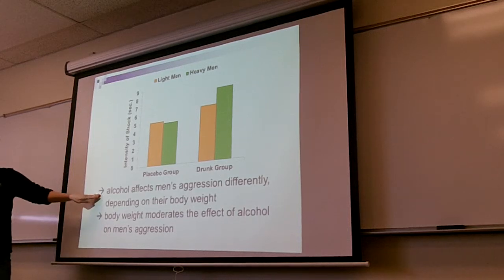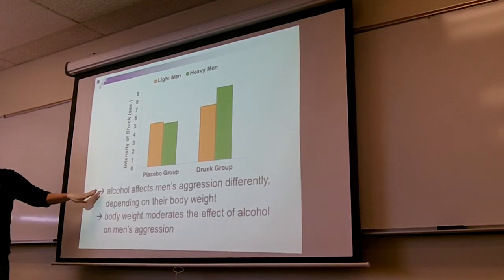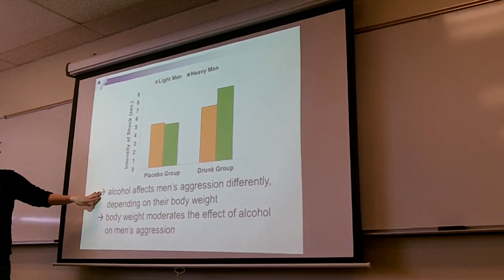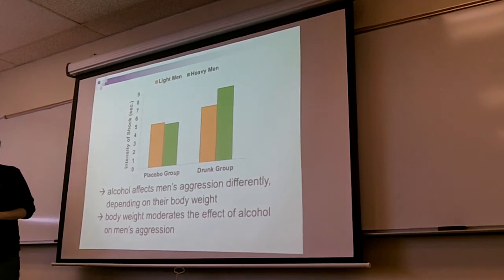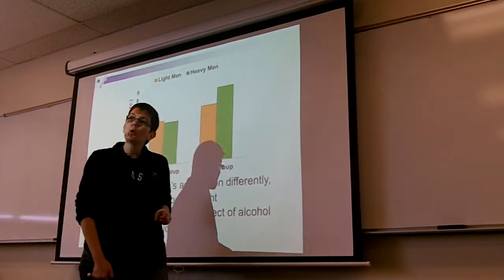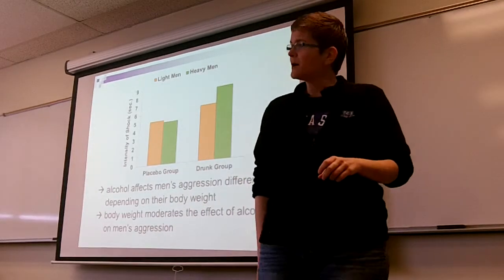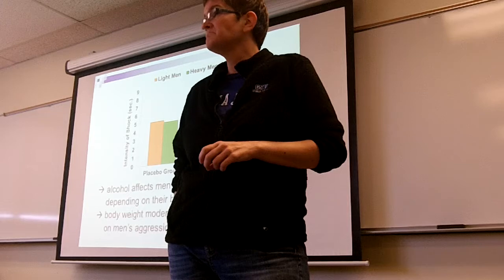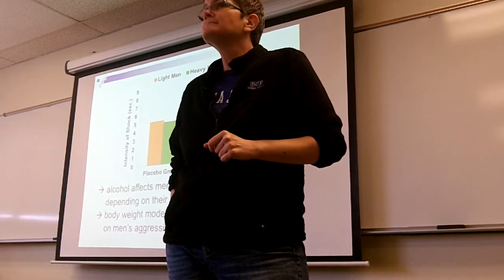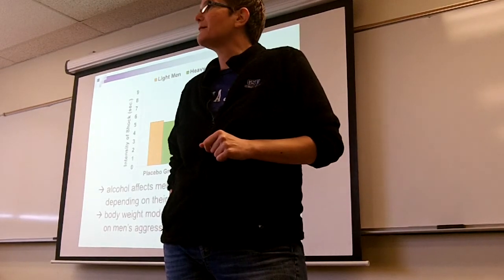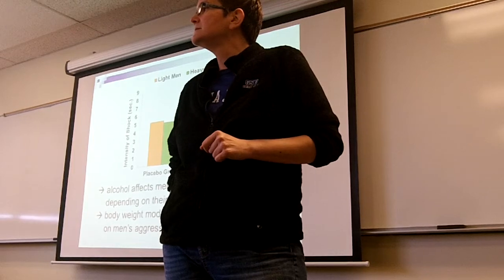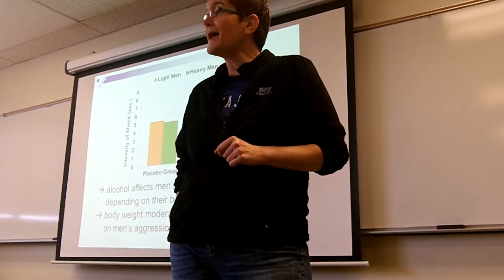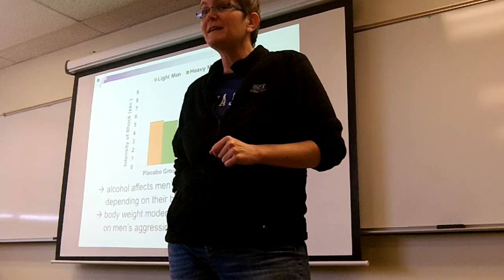Okay? So that suggests that alcohol affects men's aggression differently, depending on their body weight. Big men become more aggressive than smaller men when drunk. Why might that be? More testosterone, maybe. What happens if you're a big guy and you get aggressive? They know they're more likely to win. Small guys who get aggressive get their butts kicked.